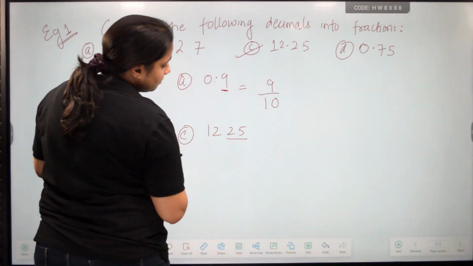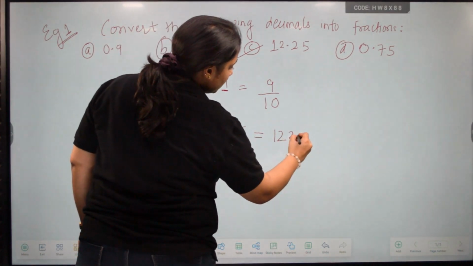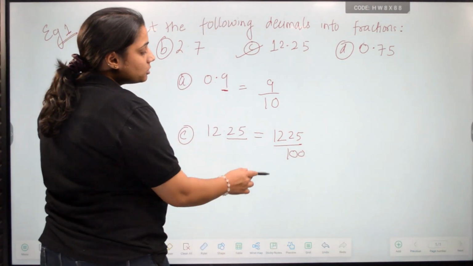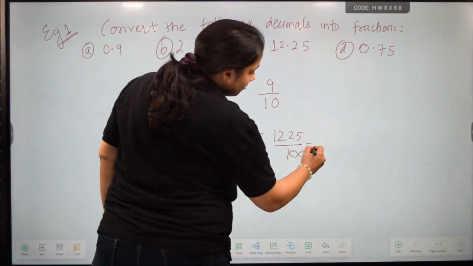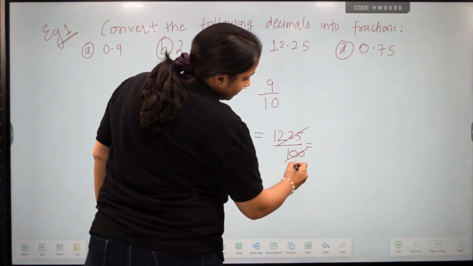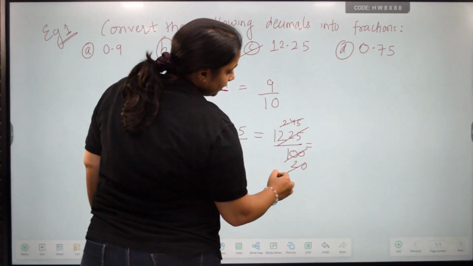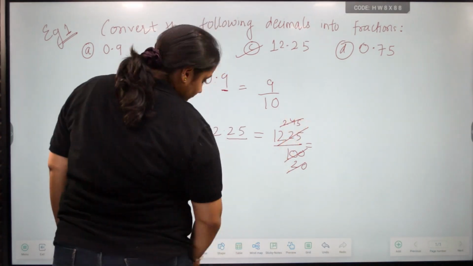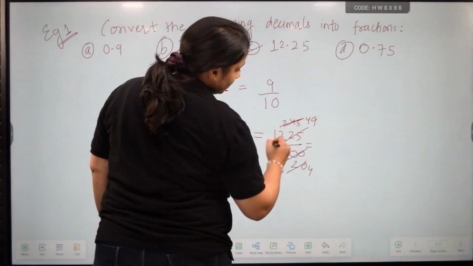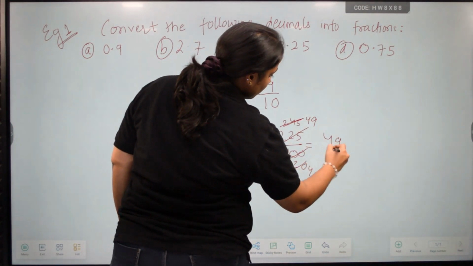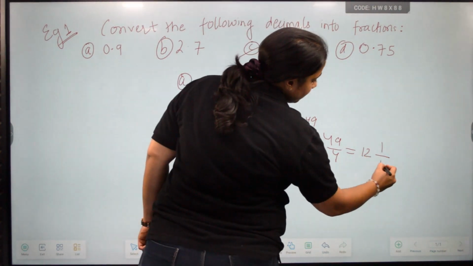12.25. We have two decimal places, so I'm writing it as 1225 upon 100. Now it is not in the shortest terms, so I'm simplifying it by dividing by 5. So it will be 245 upon 20. Now again it is divisible by 5. It is 49 by 4. After converting into mixed form, I will write it as 12 1 by 4.